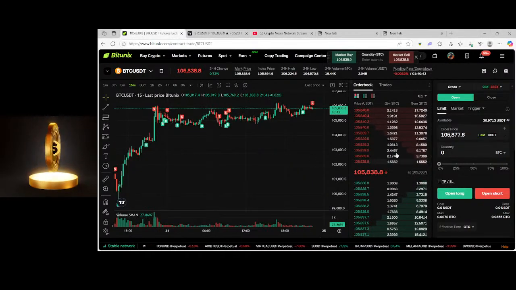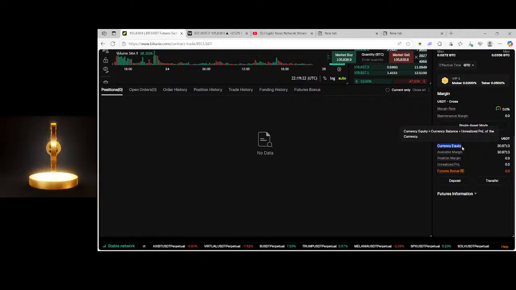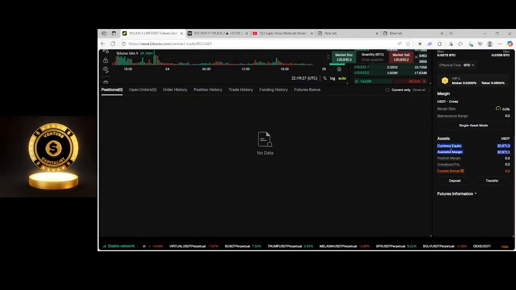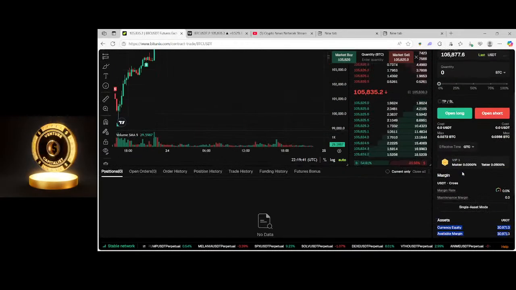Okay, so the first thing is you scroll down. You have your current equity is 30, available margin is 30. That's what's in the wallet, and then available margin is what is able to actually be used. So here we have equity is 30, available is 30. All right, so setting up a trade.